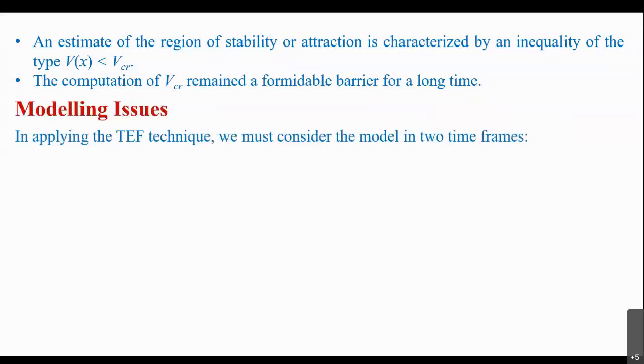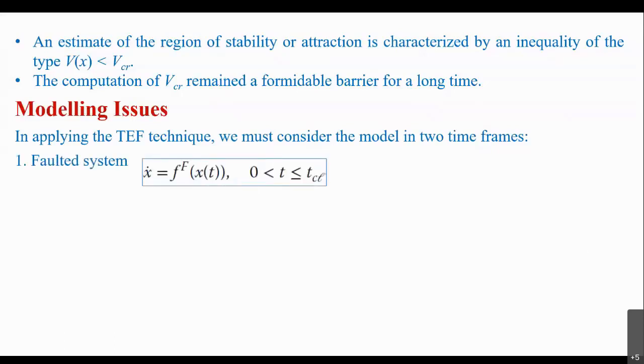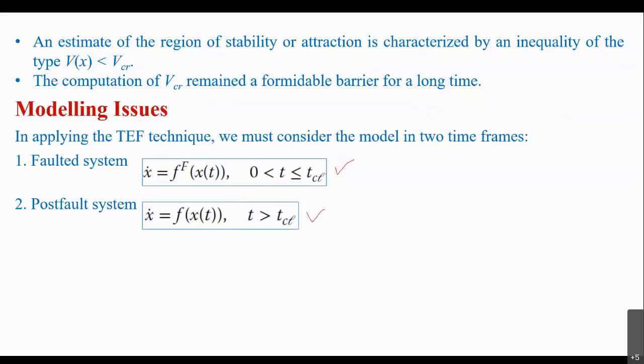So let us rewind the modeling issues. In applying the TF technique, we must consider the model in two time frames. We already talked about this in the last class. The faulted system can be represented like this, and that is f(x,t), and then the post-fault system we can represent in another time frame, that is for time greater than TCL.